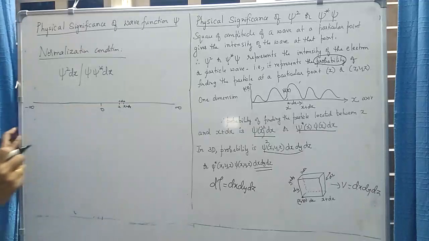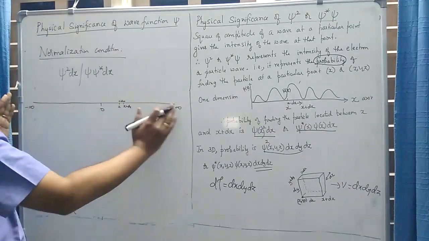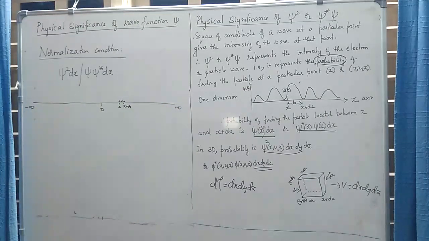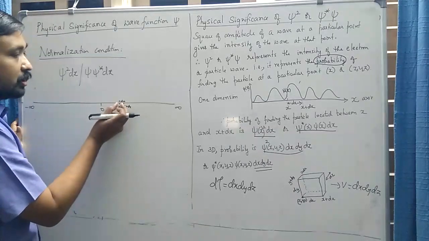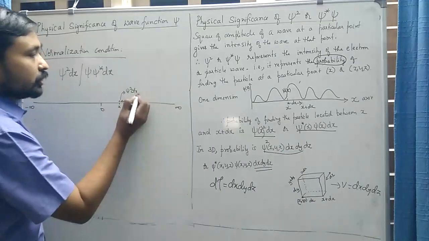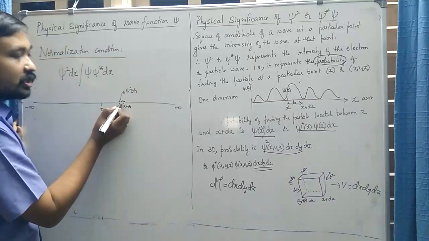Now if I ask the question, what is the total probability of finding the particle between minus infinity to plus infinity? How will you find out the total probability? You can find the total probability by adding these small probabilities. I already know what psi square into dx is. It is the probability of finding the particle in this small region dx.